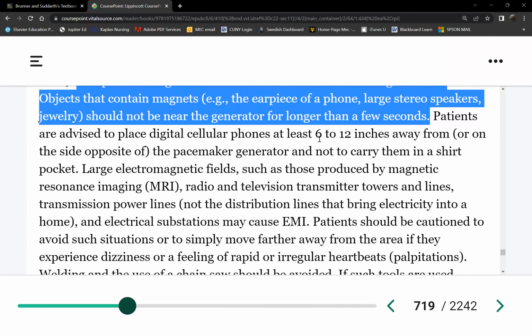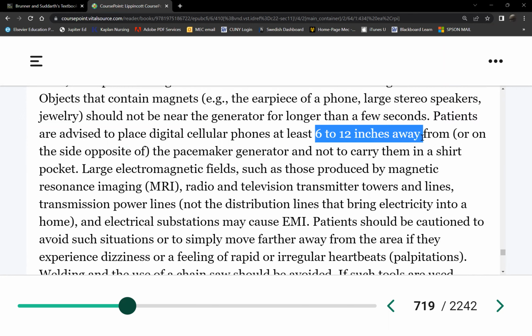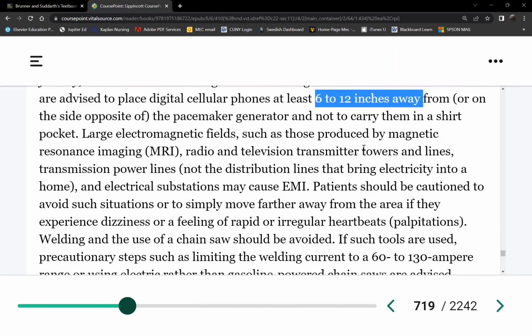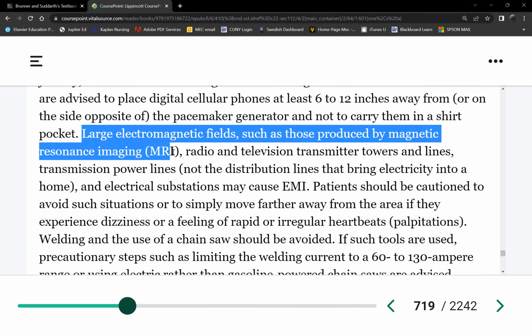Cell phones, so they're told to keep them 6 to 12 inches away. So I have a pacemaker here. Can I use a cell phone? Yeah, so I'll hold it here. That's 6 inches, right? So at least 6 to 12 inches. MRIs again, no MRIs unless their type of pacemaker is modern and it's MRI safe.